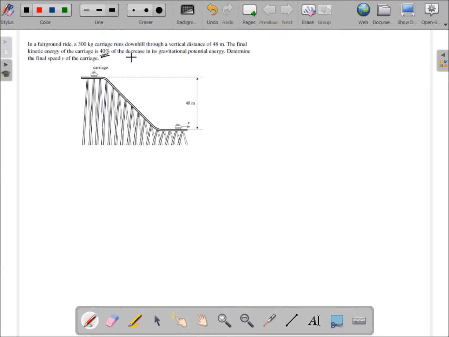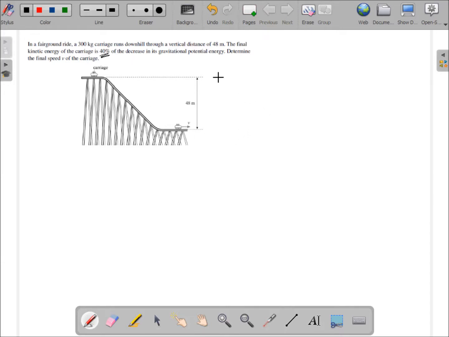A carriage has come down a roller coaster slope and has reached a final velocity here. It's got a mass of 300 kilograms and it's gone down a vertical distance of 48 meters. It's told us that the final kinetic energy is 40% of the decrease. That's important. Usually we'd assume that all the G.P.E has changed into kinetic energy, but that's not the case here. Some of it has been lost along the way as thermal.